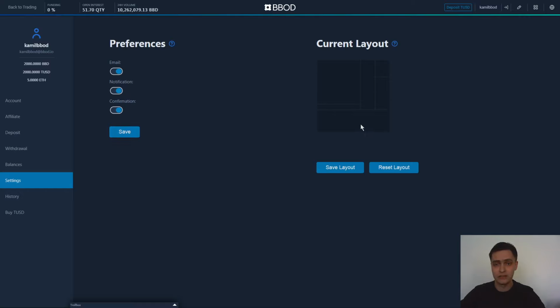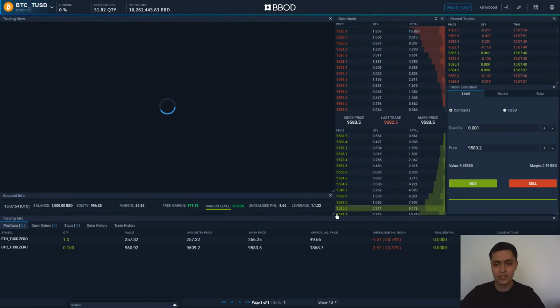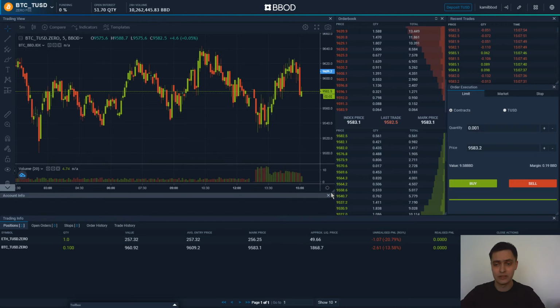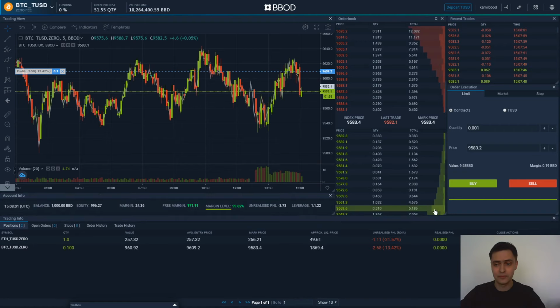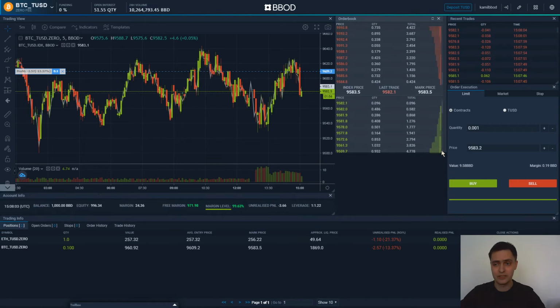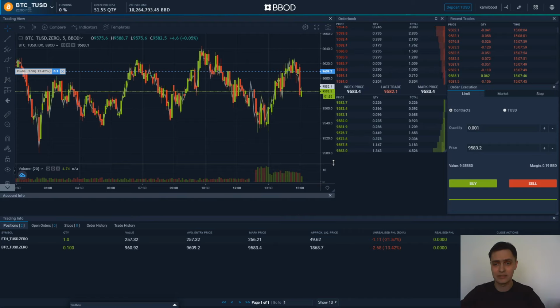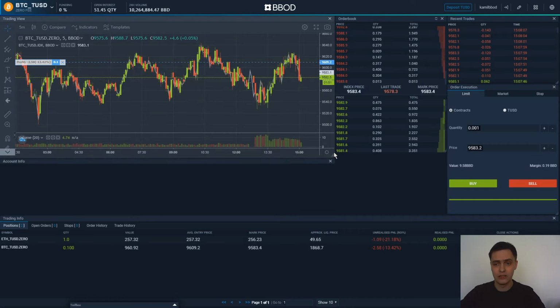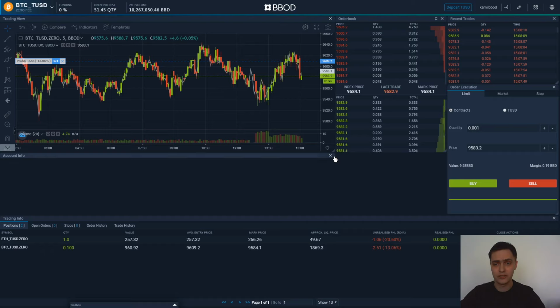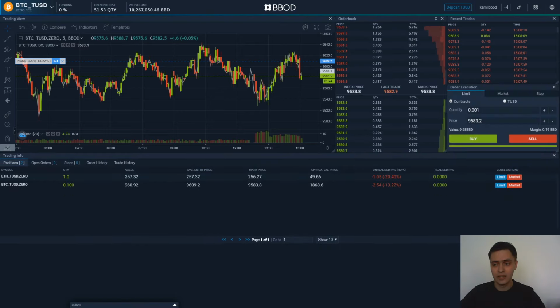And here we have also the current layout. So on BBOD, everything here can be moved, decreased in size, increased in size. You can save your layout. You can even get rid of some information if you don't need something. And then you can save your layout, so when you log in, it's going to be exactly as you set this before.